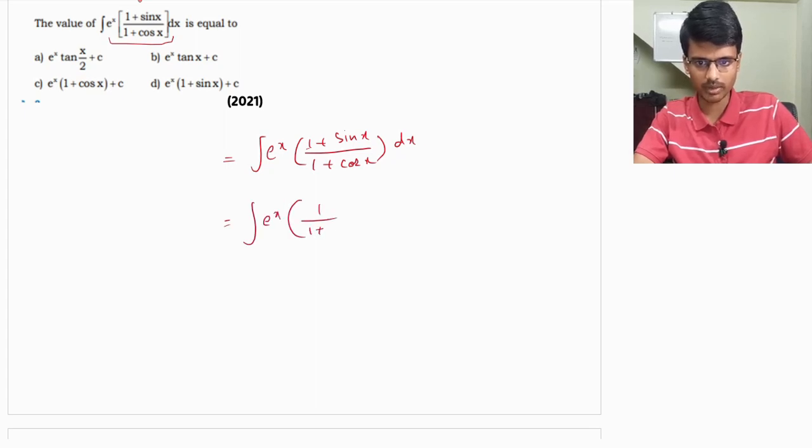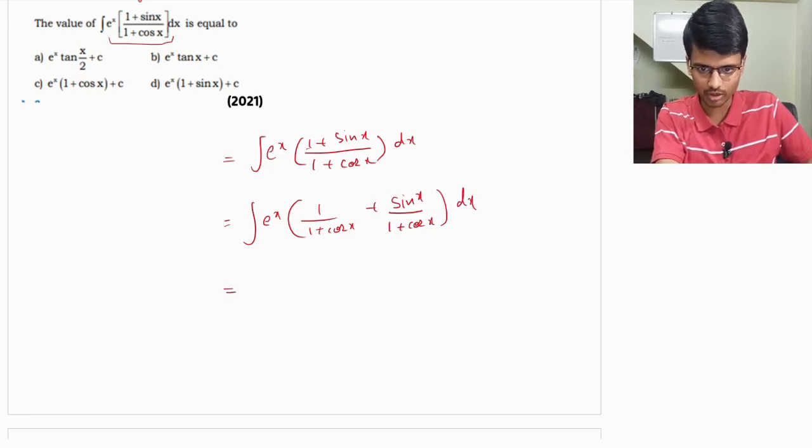1 by 1 plus cos x plus sin x by 1 plus cos x, right? Okay, so now you need to use your trigonometry knowledge here. e power x, look at the options also. We have got e power x tan x by 2, e power tan x, 1 plus sin x, 1 plus cos x. So it is something like, if this is our f of x, the other term is f dash of x, right? So I need to simplify.